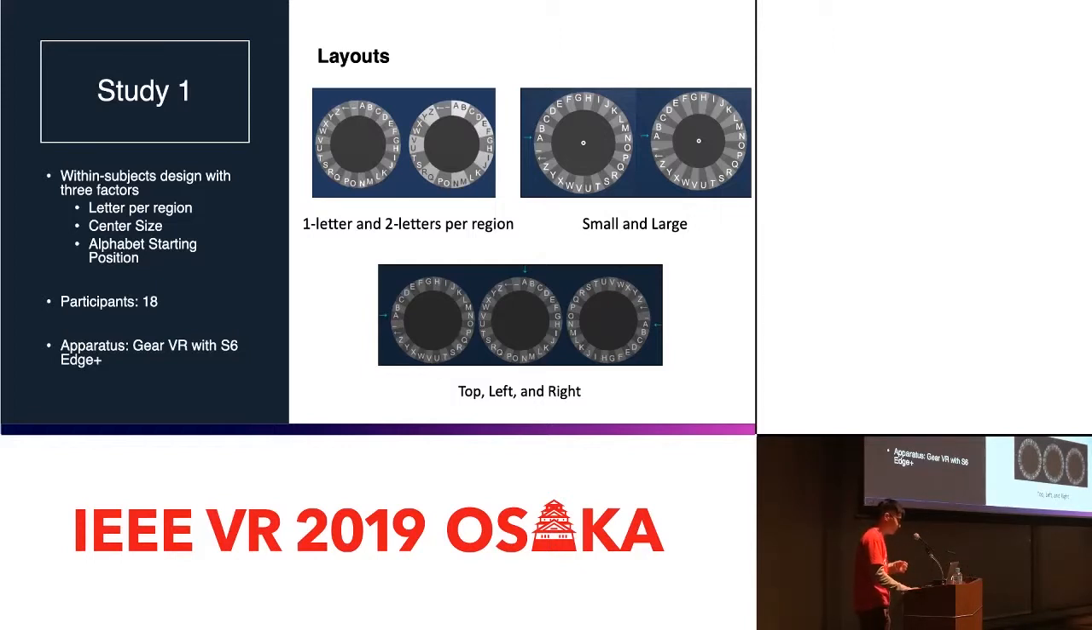For letters per region, we have one letter per region and two letters per region. For the center size, we have small and large. The combination of letters per region times center size is counterbalanced for each participant. And for the alphabet starting position, we have top, left, and right. This is also balanced for each condition. We had 18 participants join the study. The device we used is a Gear VR with a S6 plus device.